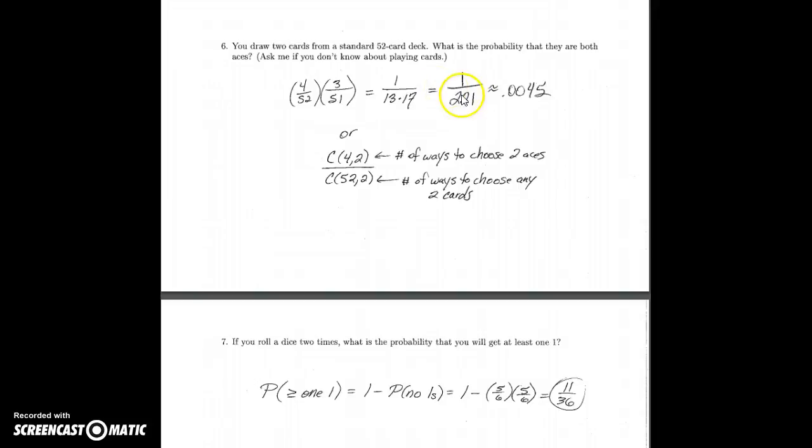1 out of... This is actually the precise answer. This is a rounded estimate. So I personally like this one better, but either one is fine. Another way to think of it, all the different ways you could choose 2 aces. Well, there's 4 different ones to choose from. You're choosing 2 out of them. And then 52 different cards to choose from. You're choosing 2 out of those 52 cards. This would give you the same answer as this once you reduce it.